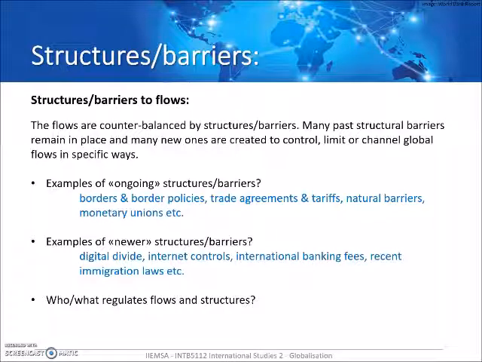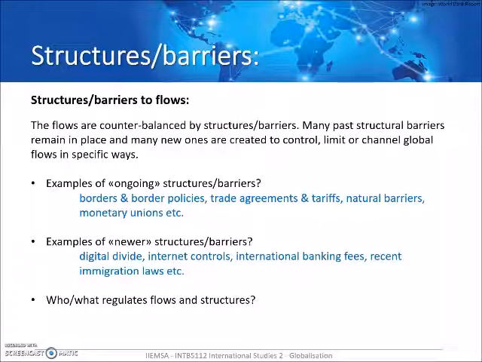You also have internet controls, for example. China has been in the news a lot for controlling their internet. That's also structure. It's a barrier, right, that the government puts in place because they don't want their own people to access any type of information. You have international banking fees, for example, that also make it more difficult to make international transactions. You have more recent immigration laws that make it harder for people to move. So there's a lot of different type of barriers, right? So literally anything that tries to stop or to limit a certain flow is a barrier.